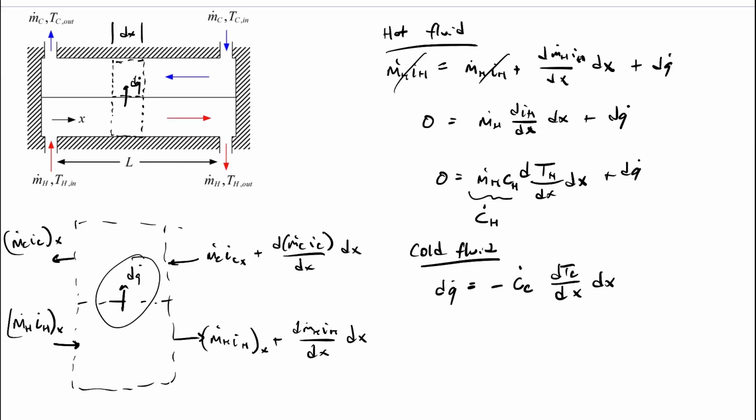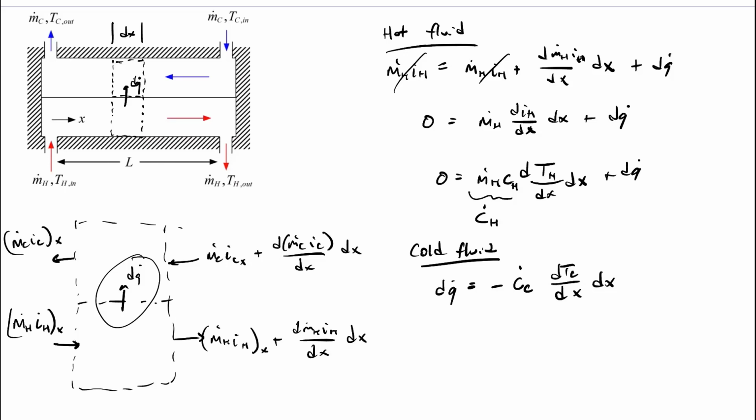Okay, so now we have two governing equations, one for hot, one for cold. They both have to be solved, but they're actually coupled. These are what we call coupled differential equations, meaning they're not independent of each other. The solution to one is closely related to the solution for the other. And in this case, they're closely related by this dq dot.